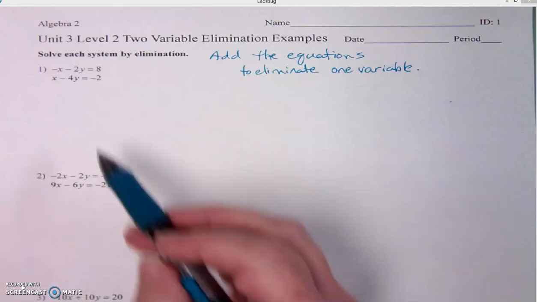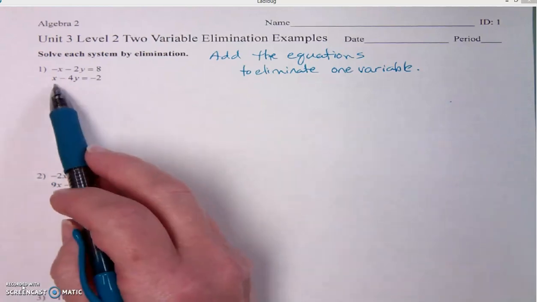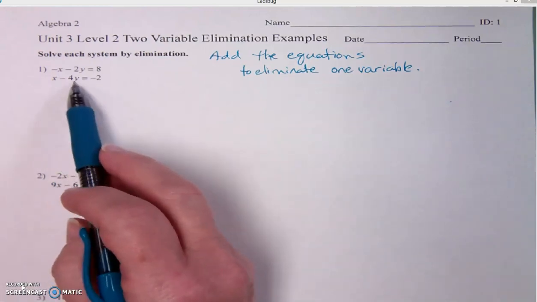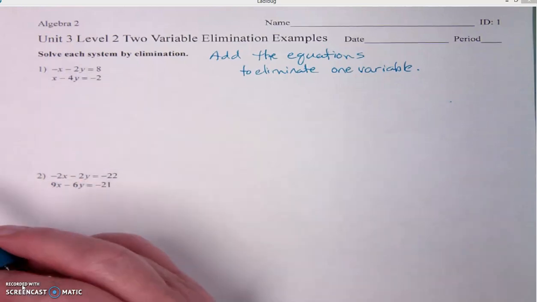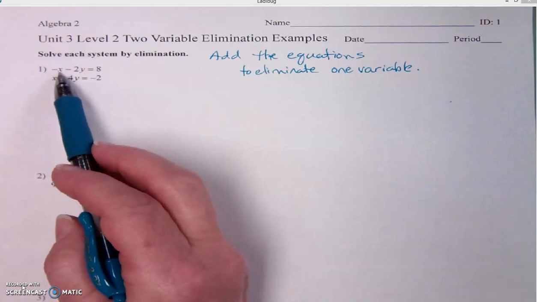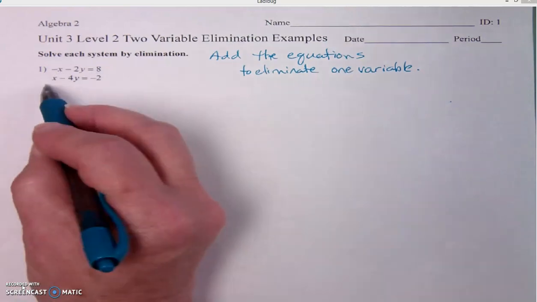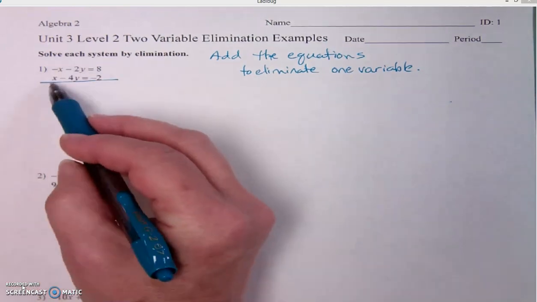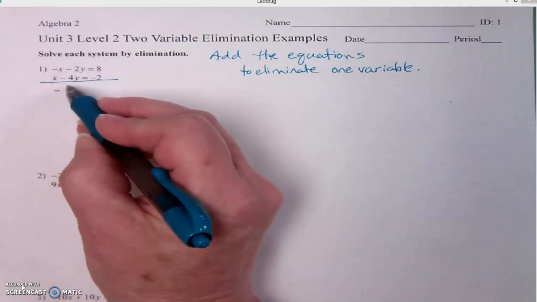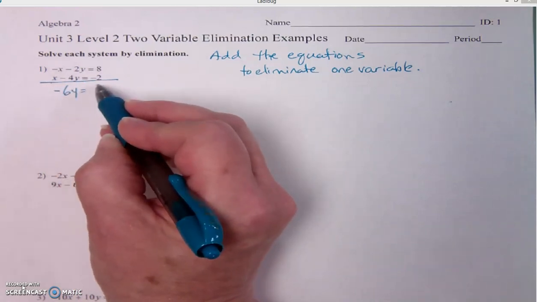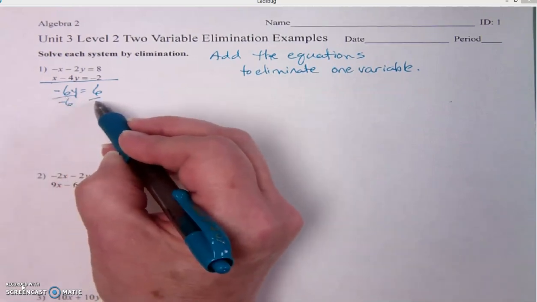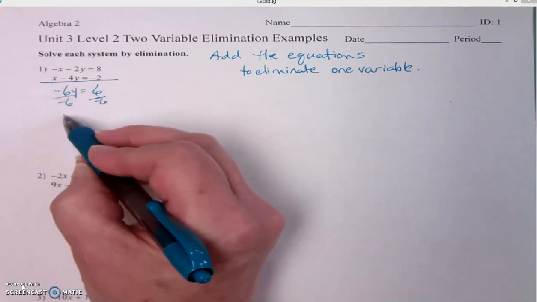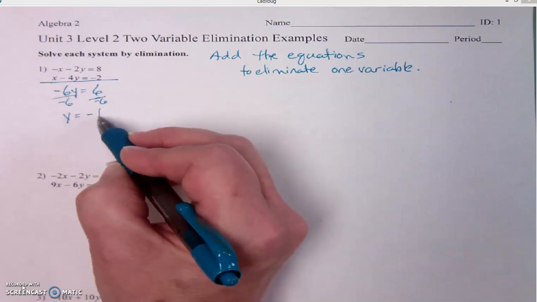We have negative x minus 2y equals 8, and then positive x minus 4y equals negative 2. These two x's will eliminate each other because I have a negative x and a positive x. So if I add these two equations, my x's cancel. I have negative 6y equals a positive 6. I'm going to divide both sides by negative 6 so that I can solve for y. Y is going to equal negative 1.